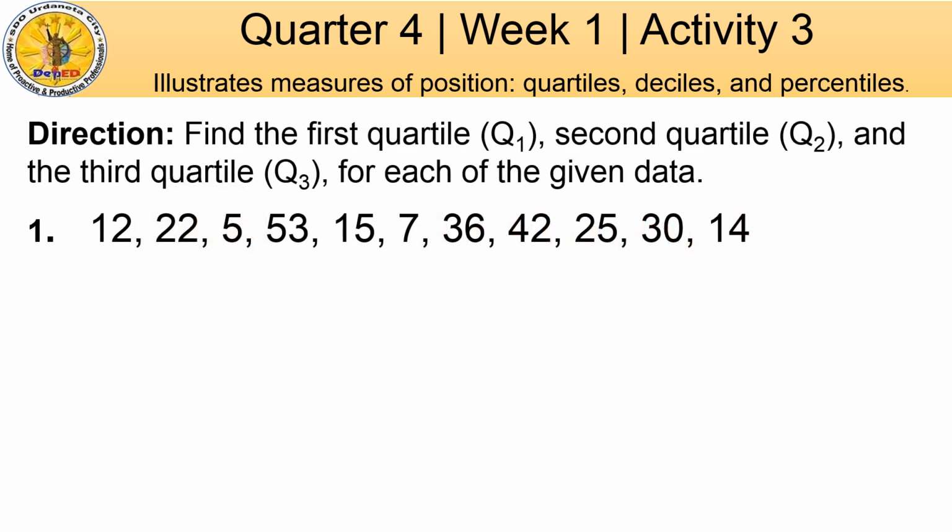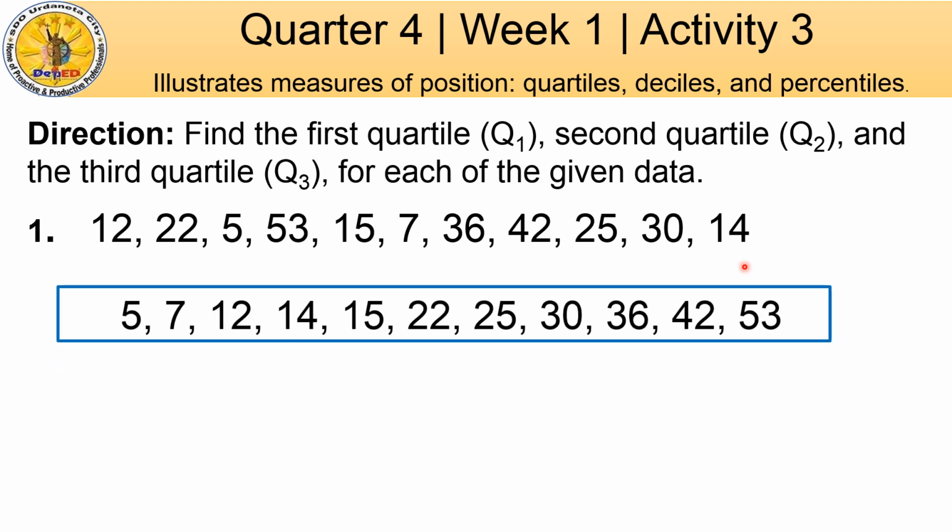For Activity 3, direction: find the first quartile, Q1, the second quartile, Q2, and the third quartile, Q3, for each of the given data. Example number 1: given the set of data 12, 22, 5, 53, 15, 7, 36, 42, 25, 30, and 14. Solve for the Q1, Q2, and Q3.